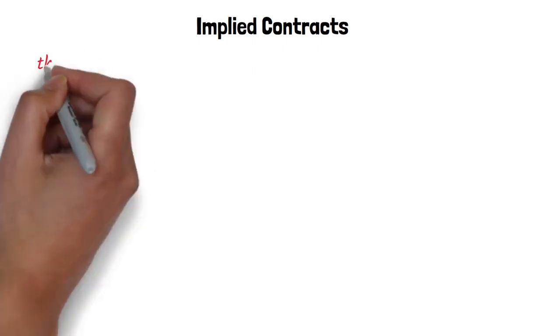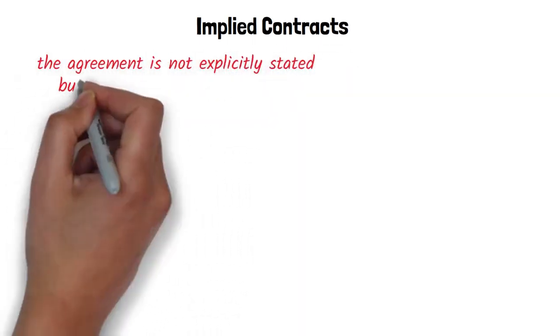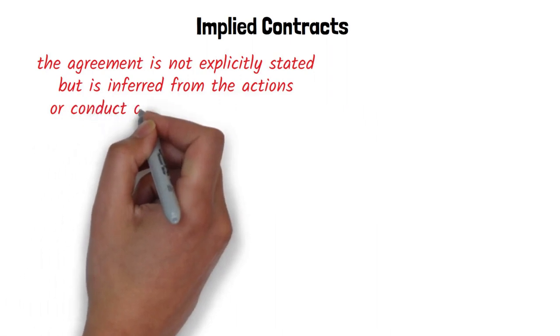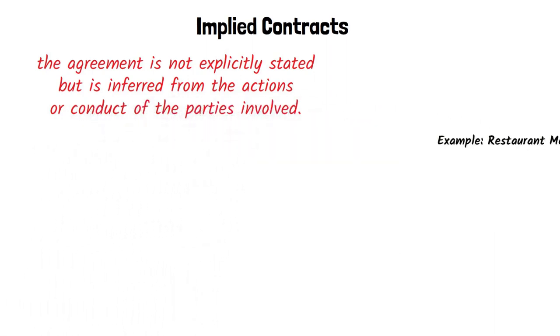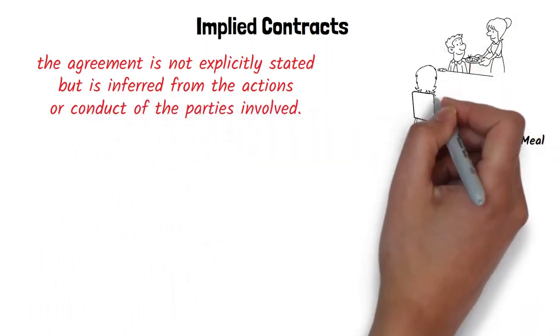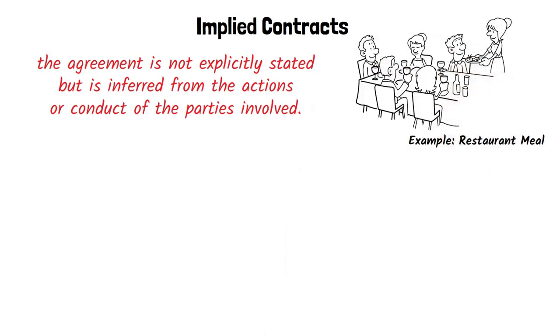On the other hand, implied contracts are a bit more subtle. In implied contracts, the agreement is not explicitly stated but is inferred from the actions or conduct of the parties involved. When you go to a restaurant and order a meal, there's an implied contract that you'll pay for your food. It's not written down anywhere, but it's understood.